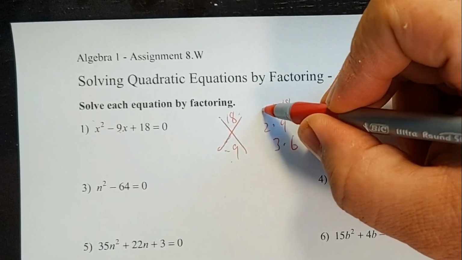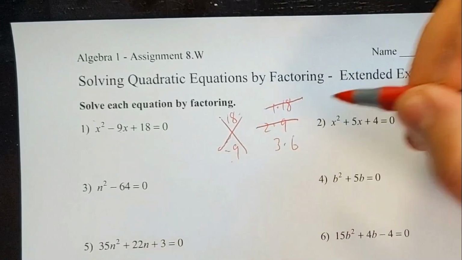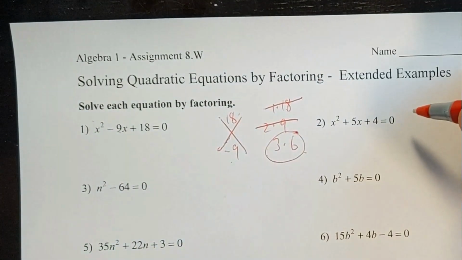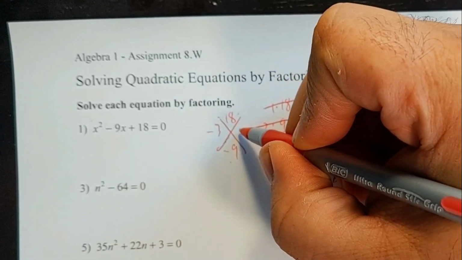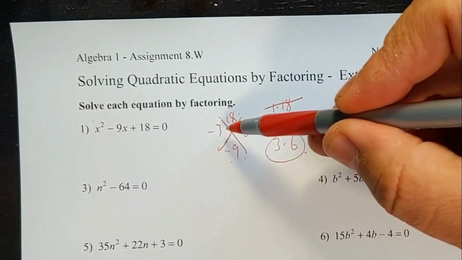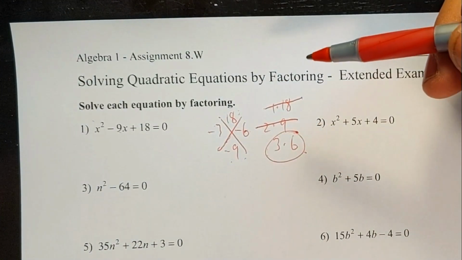1 and 18 is 19. That's not the one we want. We want a 9. 2 and 9 would be 11. We don't want that one. 3 and 6 makes 9. Because we want it to be a negative 9 though, we're going to make it a negative 3 and a negative 6, so that when we combine them, they give us negative 9. And when we multiply them, the negative times the negative will make it a positive 18.